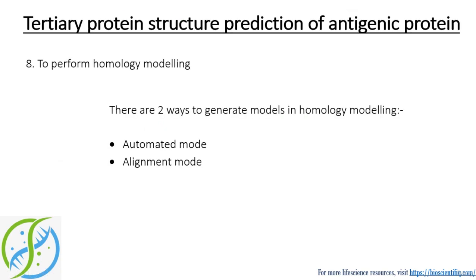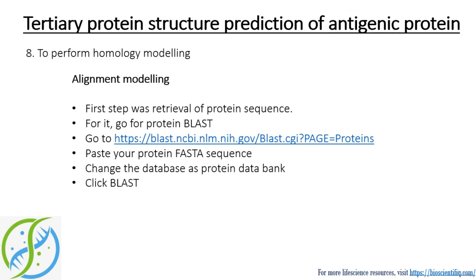So here we did the homology modeling by automated modeling. Now the next step that we are going to do is alignment modeling. For alignment modeling, the first step is to retrieve the protein sequence or the target sequence, which we already have. Next, our step is to retrieve the template sequence. In automated modeling, the template sequence is selected automatically and then the alignment is done. Here in alignment modeling, we have to retrieve it manually.